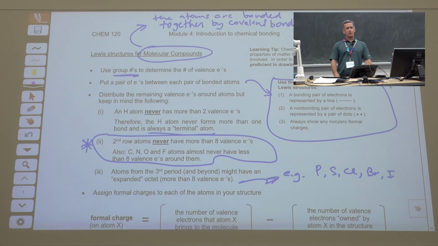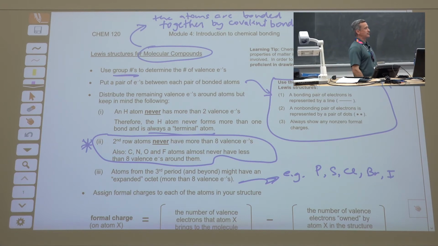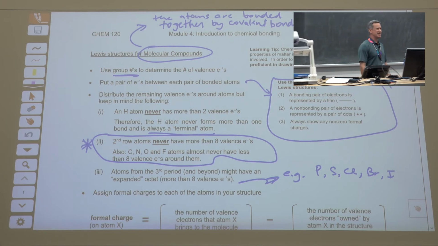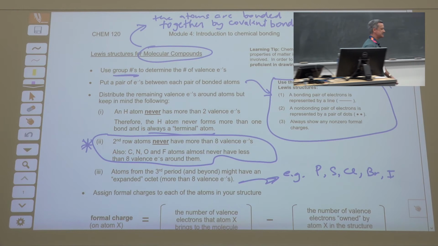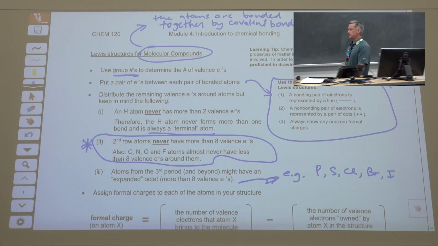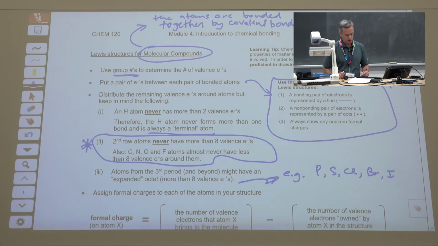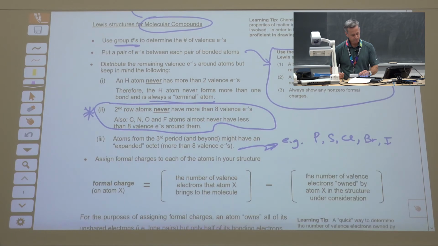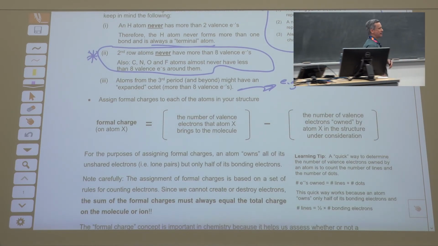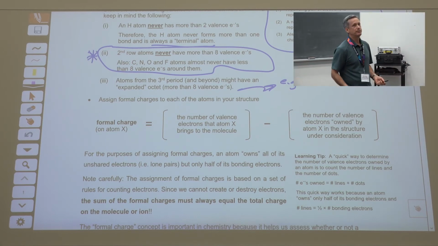But we will see examples, starting in a second, where we can draw more than one plausible structure for a molecule. And we have to make decisions, well, given the fact I can draw these different possibilities, which one is best? And for doing that, chemists use the concept of formal charge to make decisions about that. How many of you have heard of the concept of formal charge in high school?